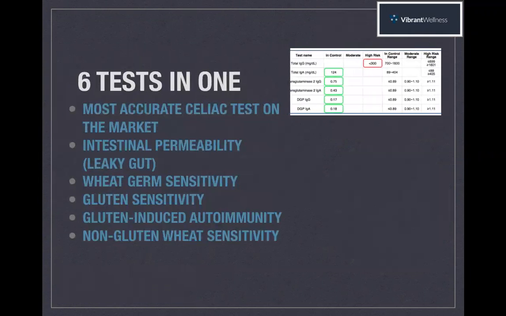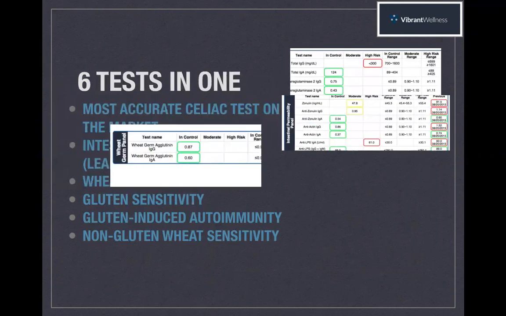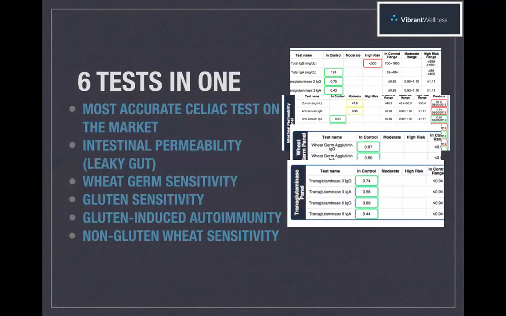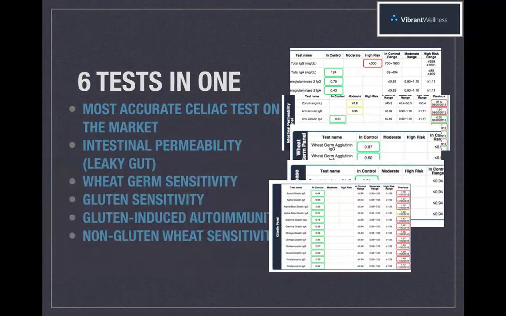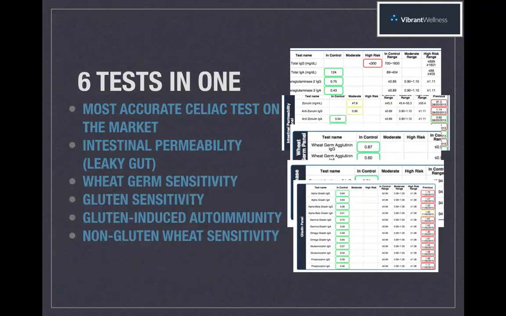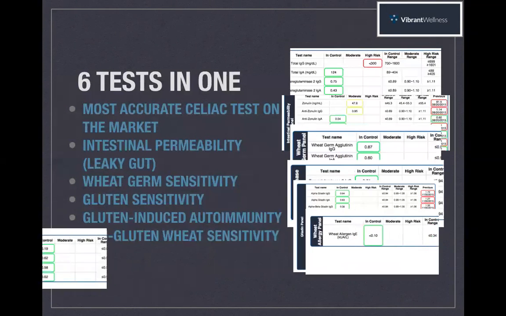The Vibrant Wheat Zoomer is not just a test that looks at gluten sensitivity. There are actually 6 sections of the test that take a more thorough look at wheat, gluten, and intestinal permeability, and this test will help you make more informed clinical decisions about your patient's treatments.